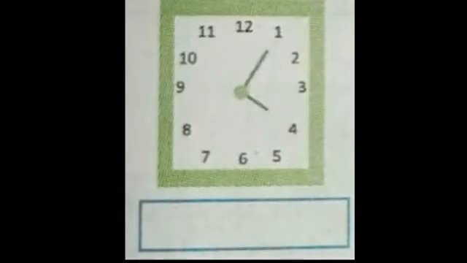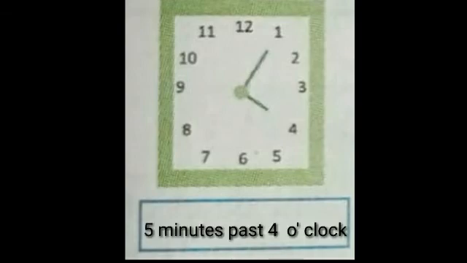Now page number 75. Now see what they are asking. Write in hours and minutes the time that each clock is showing. Now children, they have given us some clocks and they are asking us to tell which time they are showing. Now we will see the first clock. In the first clock children, the long hand is on 1 and the short hand is on 4. So what time is it showing children? Who will tell me? Very good. It is 5 minutes past 4.